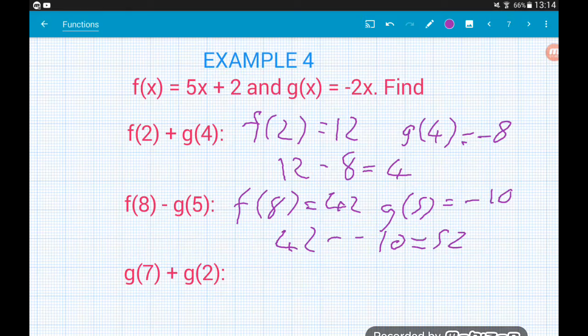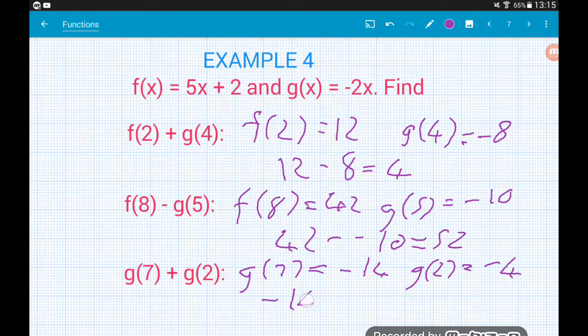And then finally g of 7 add g of 2. So let's work it out separately. G of 7 is minus 2 times 7, so that's going to be minus 14. And g of 2, well minus 2 times 2 is minus 4. So our answer here will be minus 14 minus 4, which will give us minus 18. So g of 7 add g of 2 is minus 18.